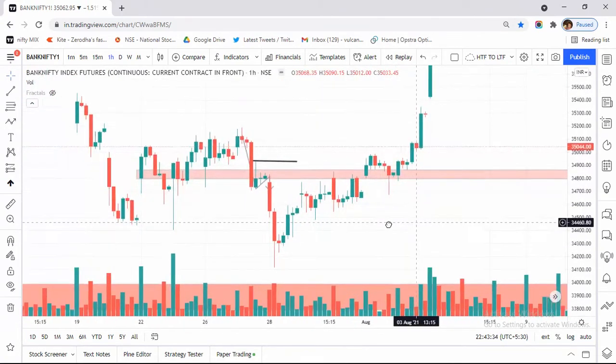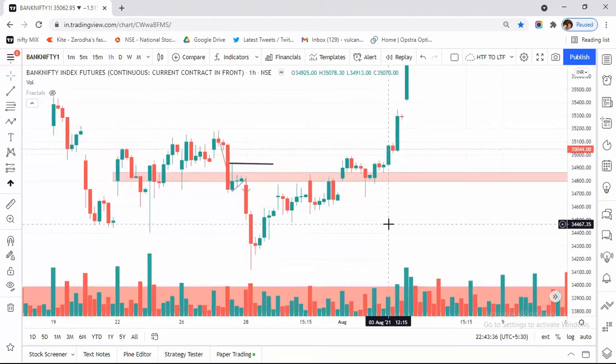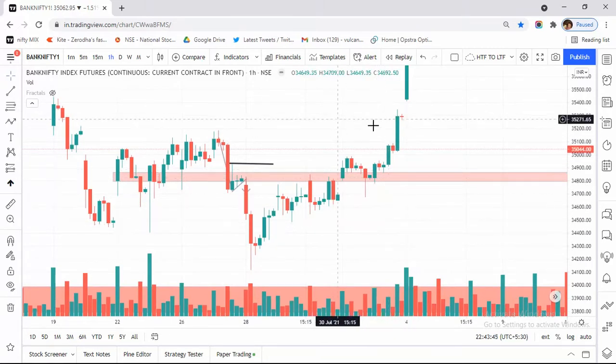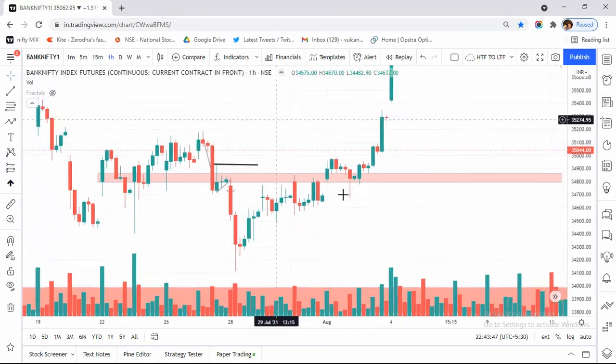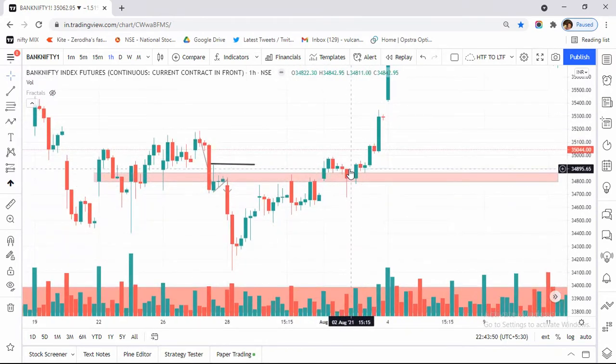Sir, between 26-28, this is a fair value gap, sir, FVG. Fair value gap. Fair value gap here. This has not happened.